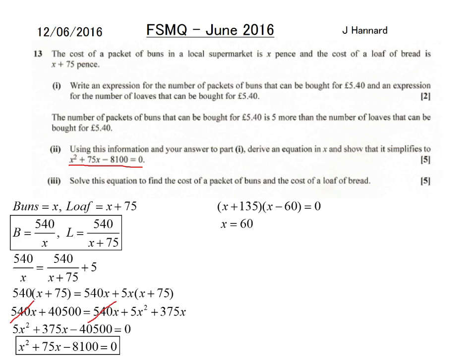And you end up with x equaling 60 because you can't have negative money, so it can't be minus 135. So your buns is 60, but remember your loaf is whatever your x is plus 75, which is coincidentally 135, so that's the other answer from here, but I think that is purely a coincidence. So there you go, buns 60, loaf 135, and that is the question done. 5 marks. Not too bad.